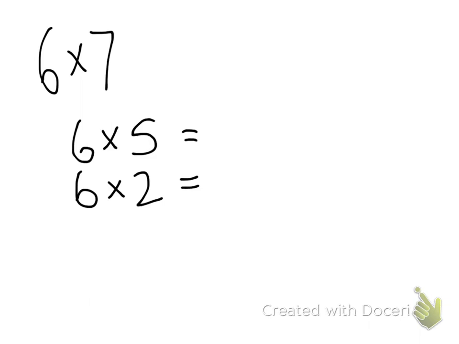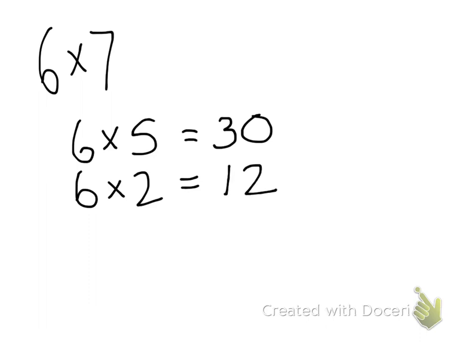Right, help me skip count on 5s. 5, 10, 15, 20, 25, 30. 6 times 5 is 30. That wasn't too hard. Right, now I need to do my 2 times tables. 2 times tables are easy. 2 lots of 6 is 12.